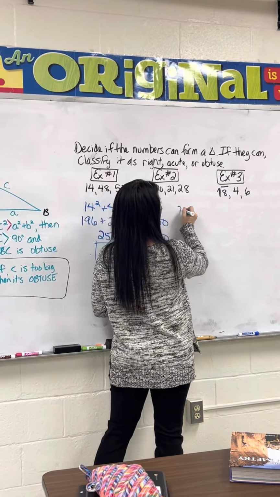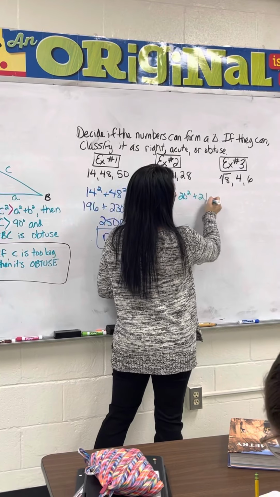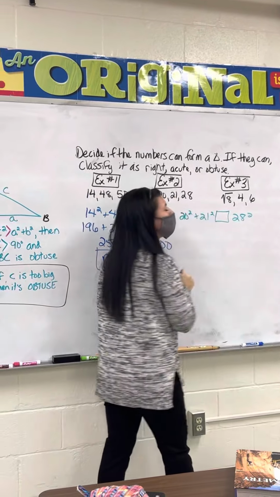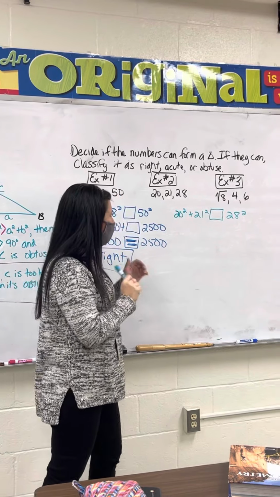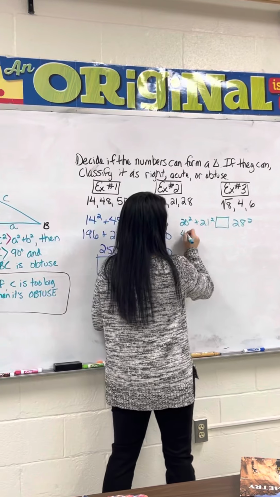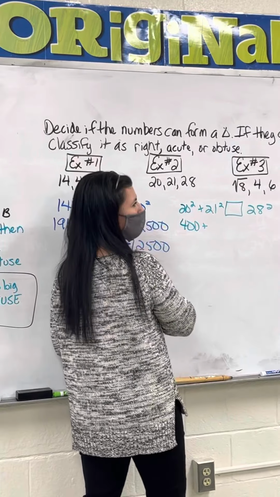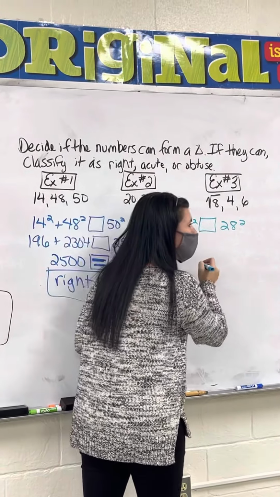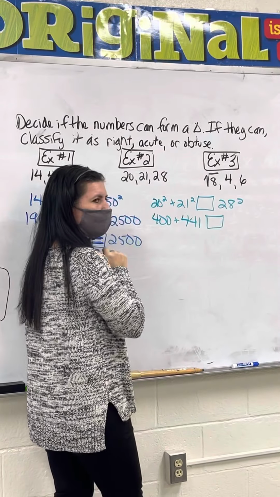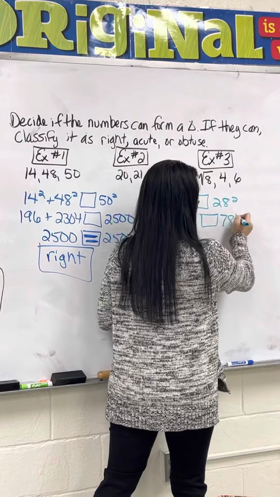So 20 squared plus 21 squared, we don't know what goes in here. Remember, the biggest number always goes on your C side. Who's gonna help me out with squaring? 20 squared? 400. 21 squared? Say it again. 441. Thank you. And 28 squared? 784. Thank you, I appreciate it.